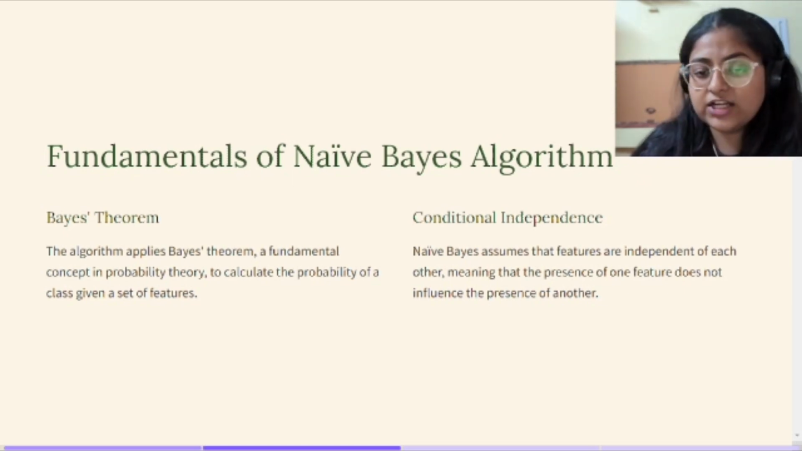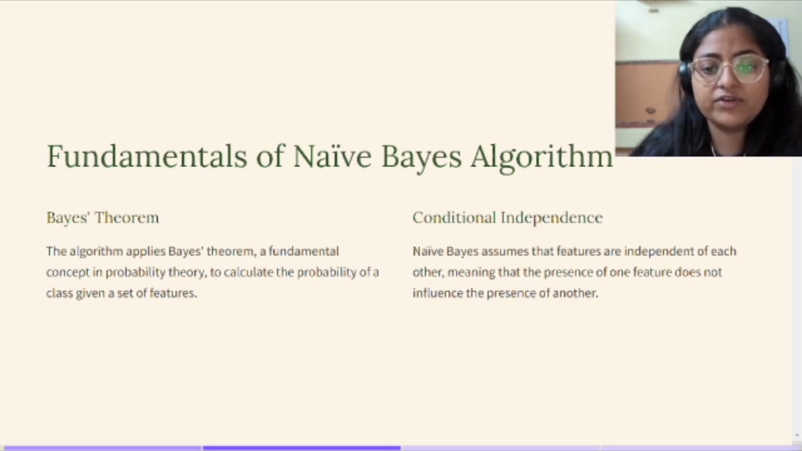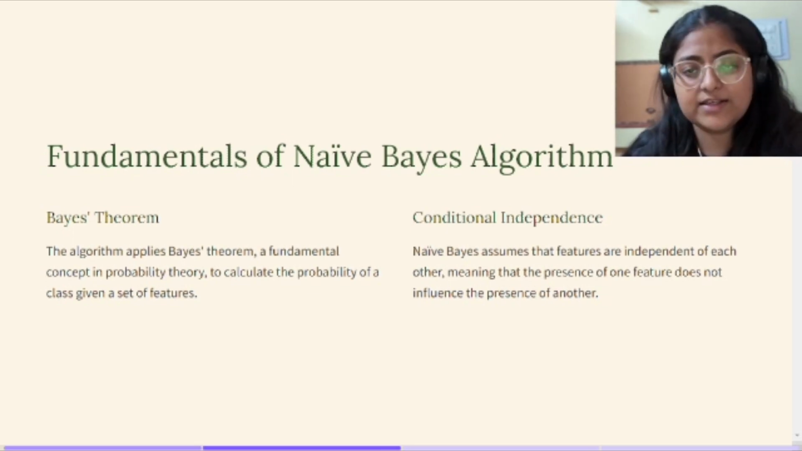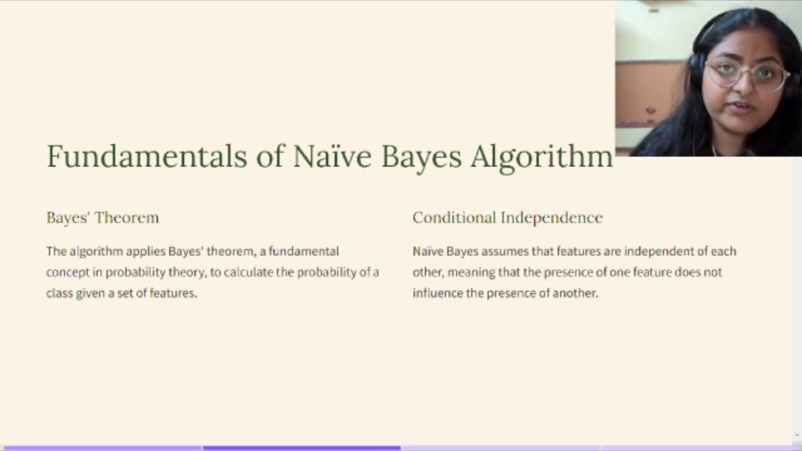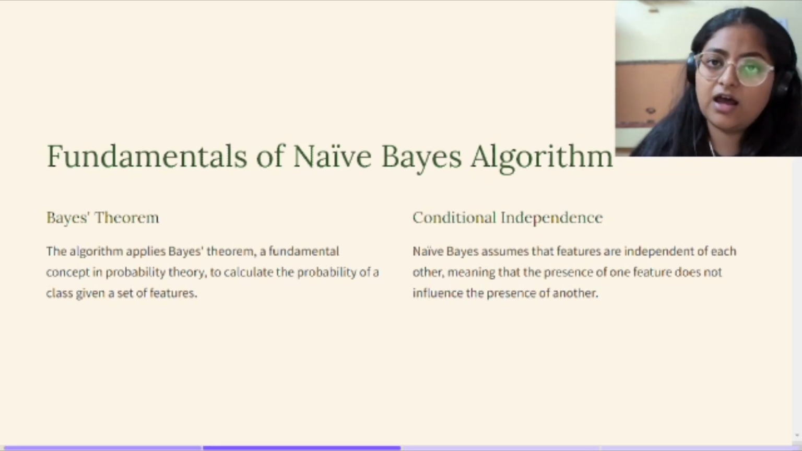Now, what is conditional independence? Naive Bayes assumes that features are independent of each other, meaning that the presence of one feature does not influence the presence of another. Presence of one feature will not affect the presence of another feature in the Naive Bayes classification.